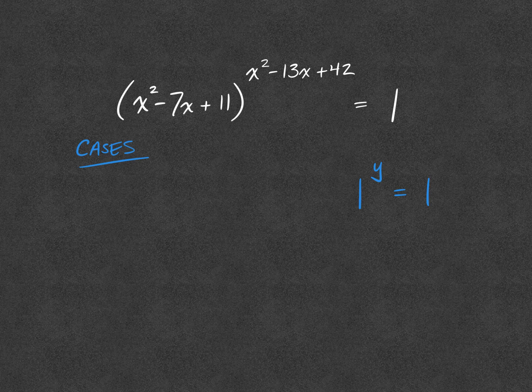So what would make the base equal to 1? Since the base of that power is x squared minus 7x plus 11, when does that expression have a value of 1? So that would have been our first case. When is the base equal to 1? Now I can get rid of that blue on the right side.